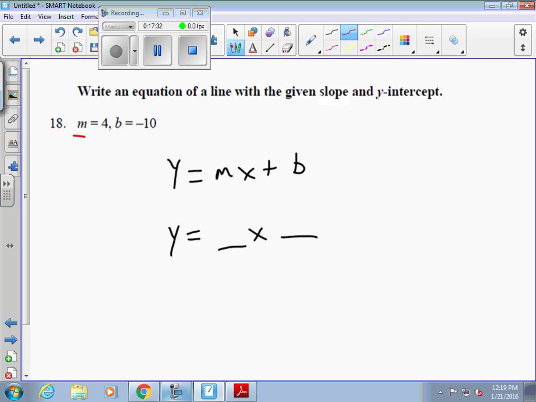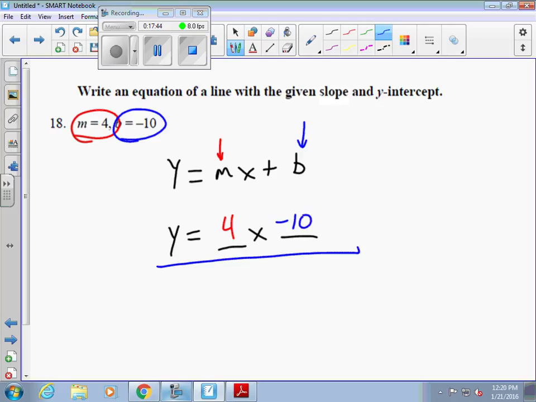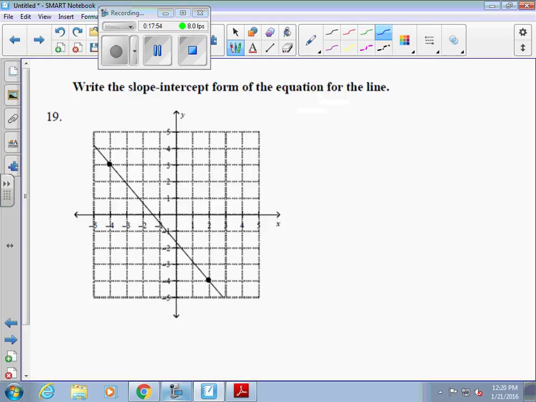M's value they show us right here is 4, so right here in place of m, we're putting in 4. B's value they show us right here is negative 10, so right here in place of b, we're putting in negative 10. It says y equals mx plus b, so it would actually be plus a negative 10, but remember there's no reason to write plus a negative value. You simply write minus what that number is.